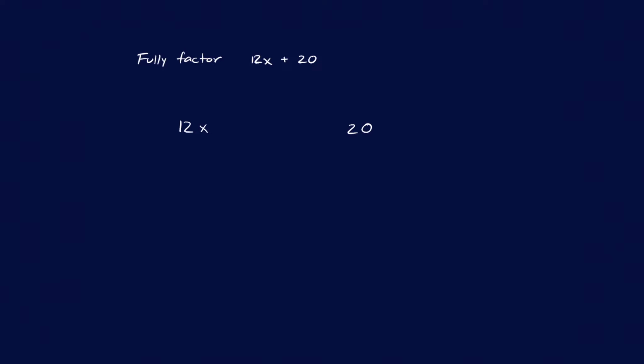So the greatest common factor between 12 and 20, we can quickly find by writing out all the factors. So we have 1 and 12, 2 and 6, 3 and 4. And then for 20, we have 1, 20, 2, 10, 4, and 5. So the greatest common factor of 20 and 12 is 4. So that means we can divide both 12 and 20 by 4 and still end up with a whole number.